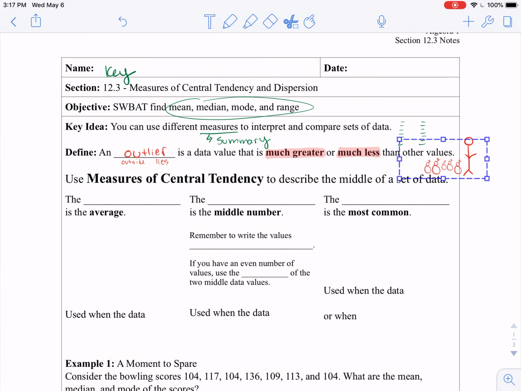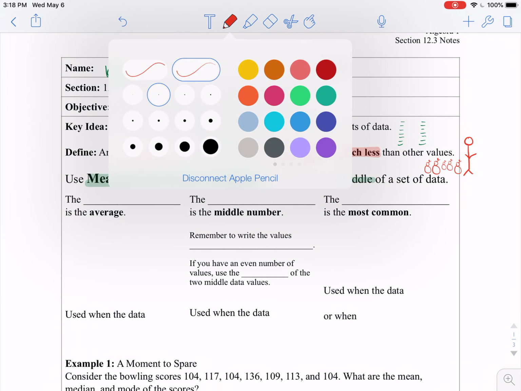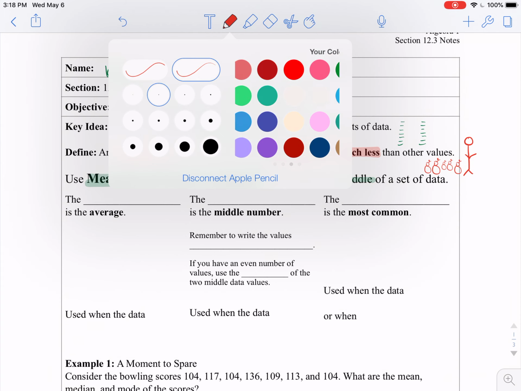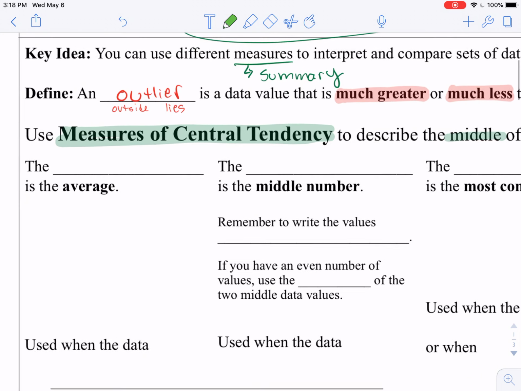All right. So let's talk about measures of central tendency. Measures of central tendency will describe the middle of a set of data. I promise I didn't mean to make this look so Christmassy, but we're going to stick with it. So let's first talk about the mean. The mean is the fancy math way to say average.